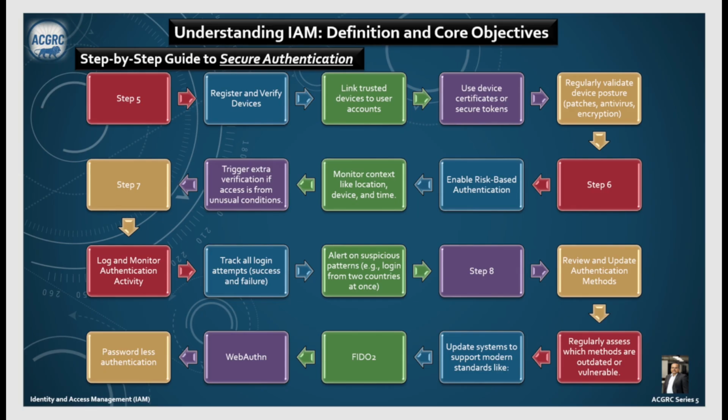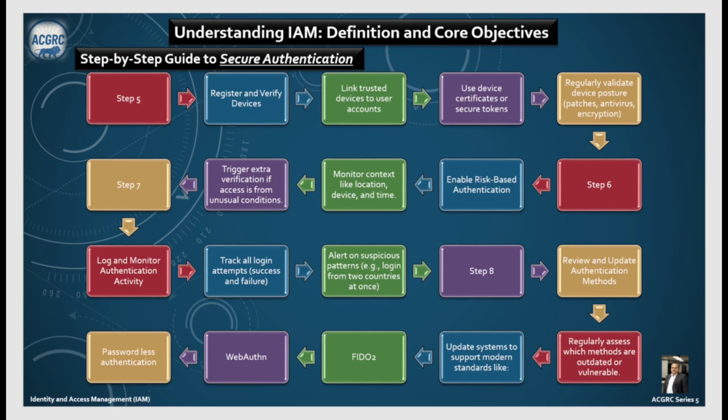Once you achieve this, then you have to enable risk based authentication, which is also monitoring the context like the location, device, and the time that asset is accessed. Trigger extra verification if access is from unusual conditions. Namely, a person is not supposed to log in at that time of the day or evening or weekends or from that location. That's what this means.